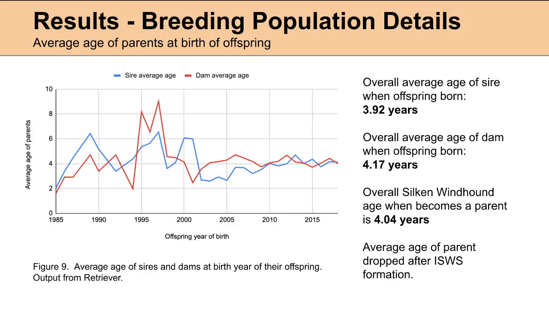And overall, the age a Silken Windhound becomes a parent at is 4 years. And we see a trend, unfortunately, that after ISWS was formed, there is a drop in average parental age, and it takes a number of years for this to recover, which suggests that the dogs that became parents entered the breeding population younger rather than were used more often.